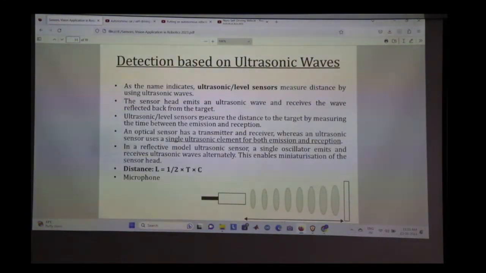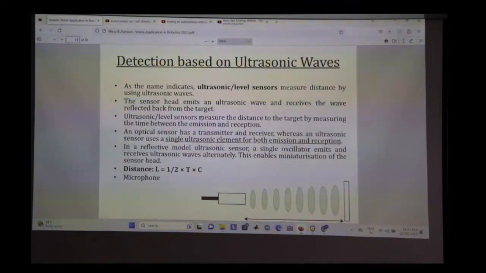Now, detection based on ultrasonic waves. Ultrasonic waves are very interesting because you can use them where you cannot use radio waves. For example, if you want to measure some distance in seawater, you cannot use radio waves because they get absorbed in the saline water. So there you can use ultrasonic measurement. Another thing is that if you have to measure a very short distance, you can use ultrasonic detection.